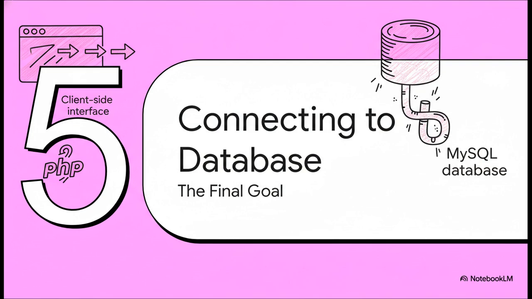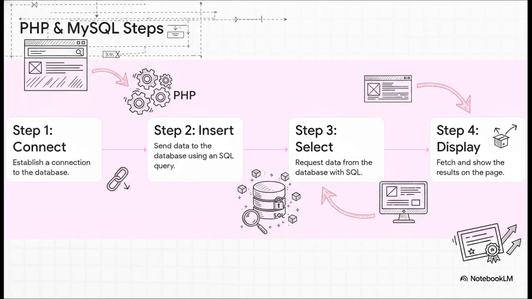All right, let's get to the main event. This is what we've been building towards. We've got our user interface on the client side, and we've got our powerful engine on the server side. Now, it's time to build the final bridge and connect our PHP code to a MySQL database. This right here is the blueprint for making almost any dynamic web application. There are just 4 essential steps. And you'll want to pay close attention because the source material for this explainer specifically calls this out as a really high-value topic that shows up on exams a lot.